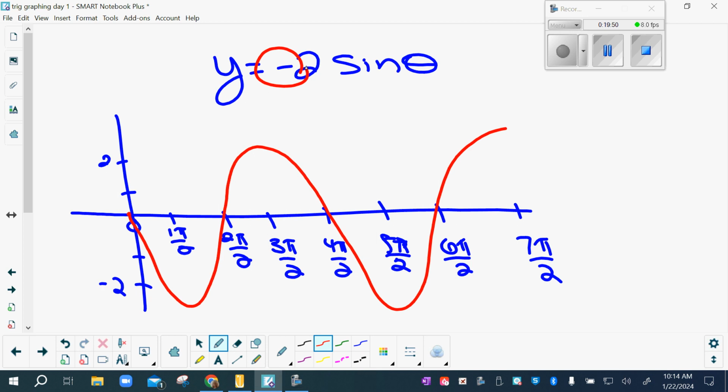Now we've got time for one last thing, and then we're going to wrap it up. That is sine. What happens with cosine? And I'm here to tell you, not a lot.